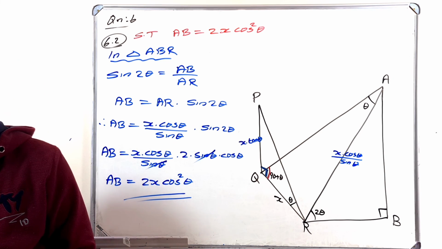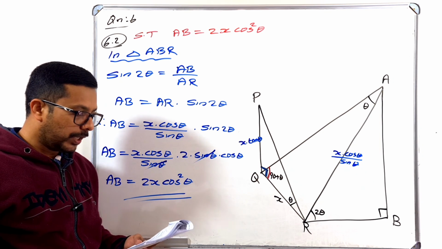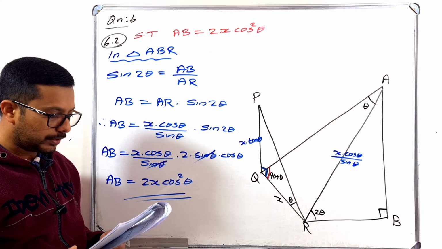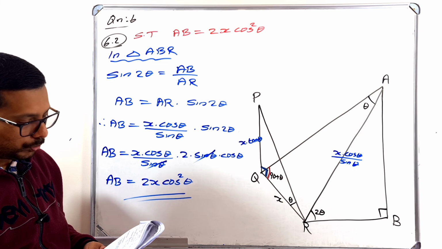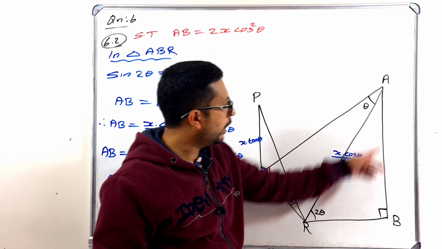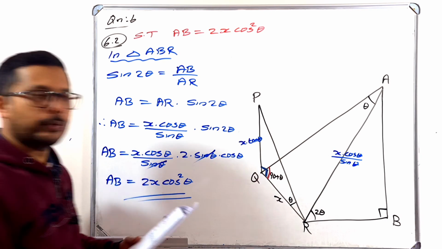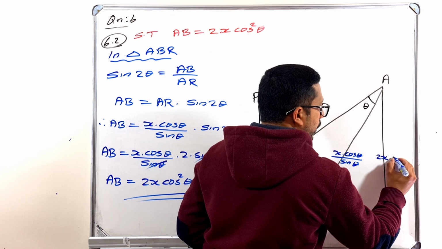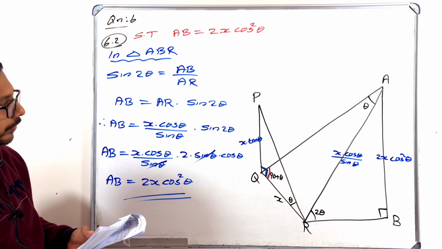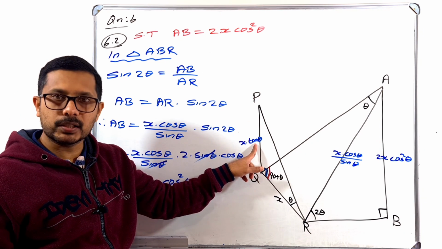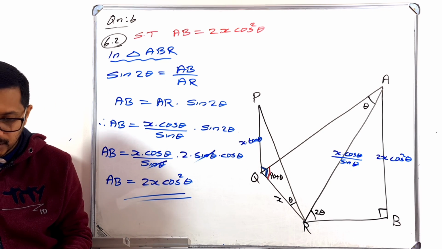Now 6.3. What is question number 6.3? Determine AB by QP if theta is equal to 12 degrees. AB by QP. AB is this one. We got AB. What is AB? 2x cos square theta. Let me write that here. Now it is 2x cos square theta. We know that one. Now QP. Where is QP? This is QP. We got it as x tan theta in the first question. Now this question is, you have to determine AB by QP.